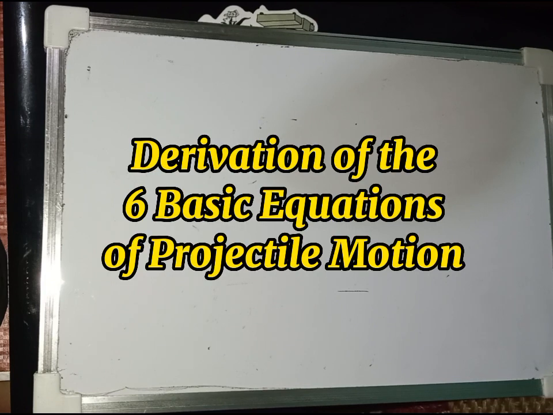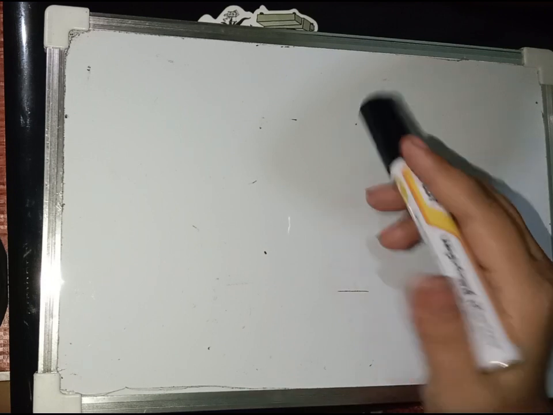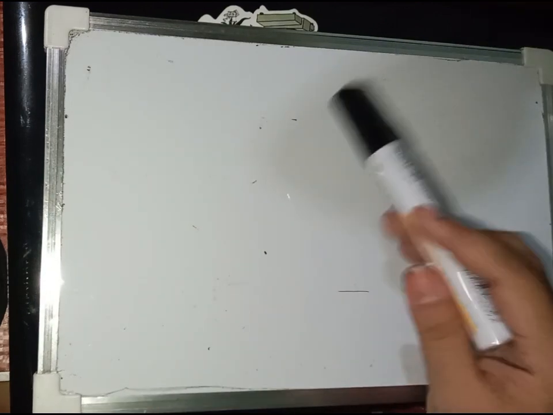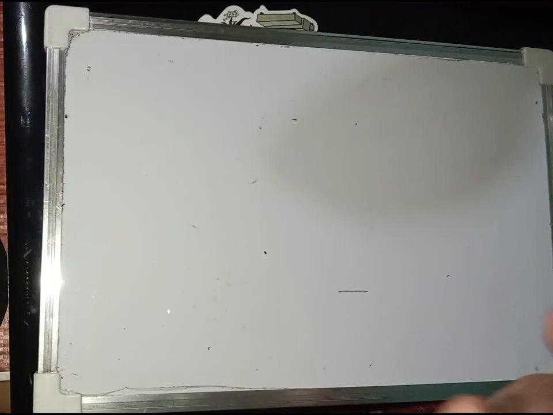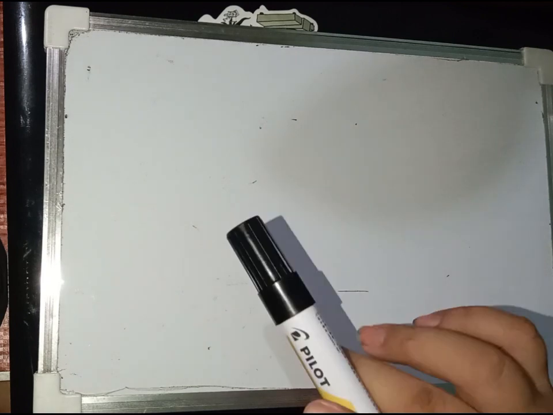Hello everyone, this is Miss Berlin and this lecture video is all about the derivation of the six basic equations of projectile motion. And when we say projectile motion, we mean to say that this is the motion of an object that is projected or thrown into the air when, after the initial force that launches the object, the air resistance is negligible and the only other force that object experiences is the force of gravity.